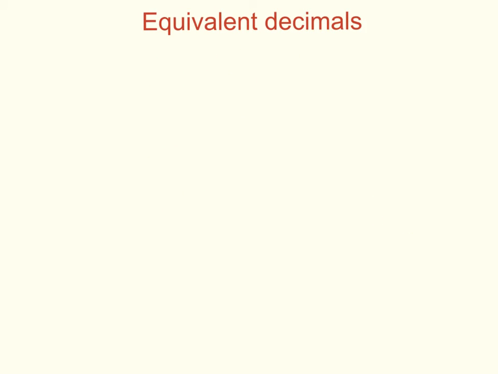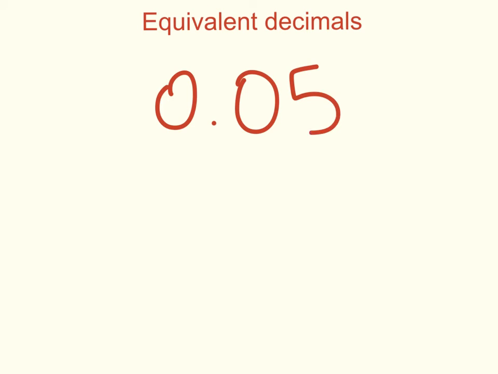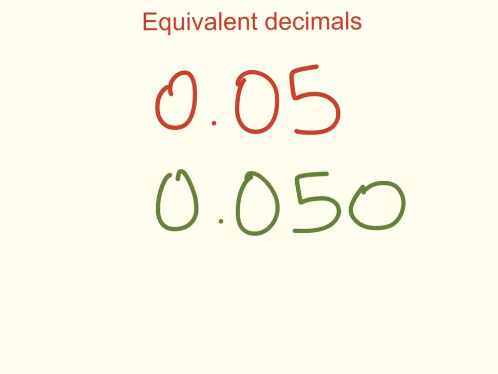If you have a decimal like 0.05, to make it equivalent, you can't get rid of the 0 in front of the 5. That wouldn't work. But what you can do is tack on a 0 after the 5. So an equivalent decimal would be 0.050. That would be equivalent.